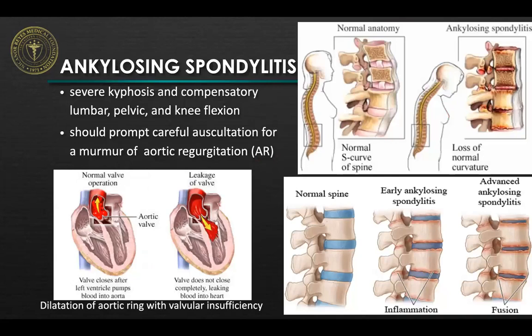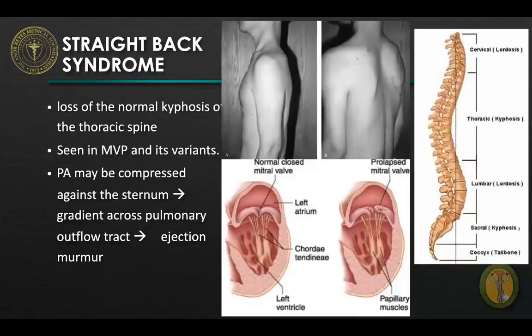Ankylosing spondylitis is characterized by severe kyphosis and compensatory lumbar, pelvic, and knee flexion. This should prompt you, by careful examination or auscultation, to look for a murmur of aortic regurgitation. Straight back syndrome refers to the loss of the normal kyphosis of the thoracic spine and has been described in patients with mitral valve prolapse and its variants.